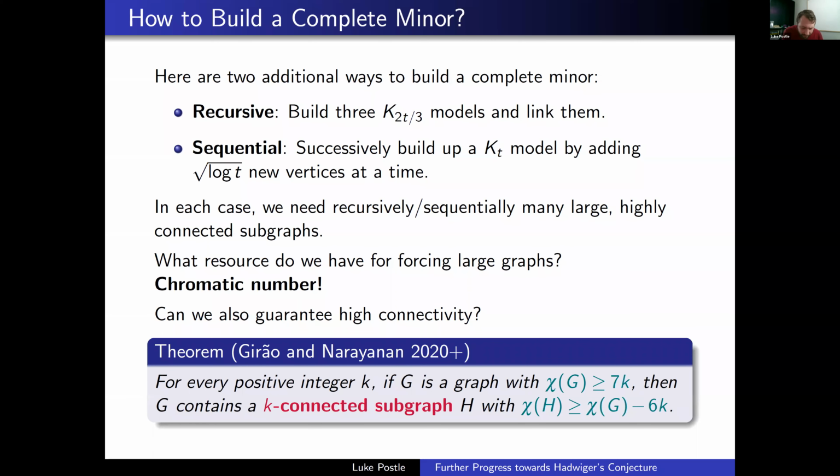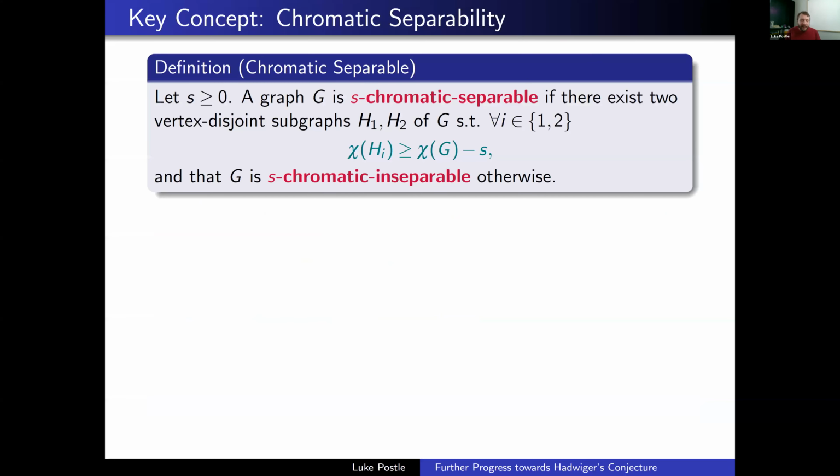It's just so classical. So yeah, that's just a plug for that. But we're going to use that. And now we need our key concept.